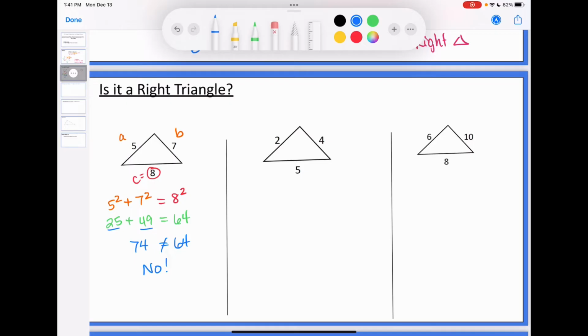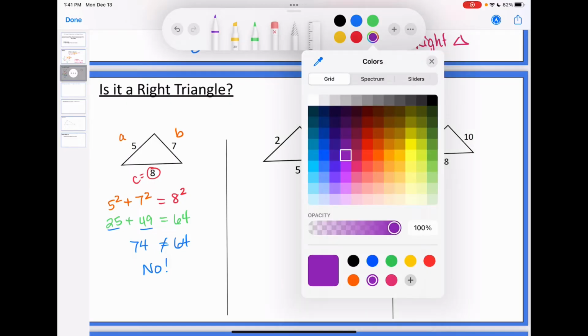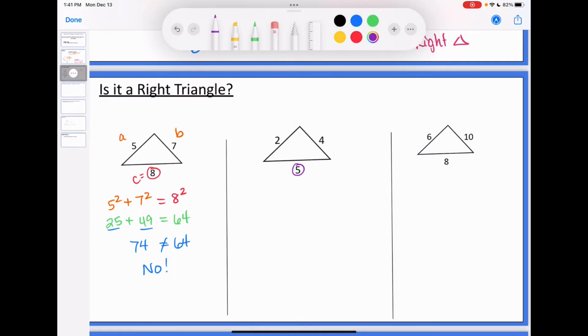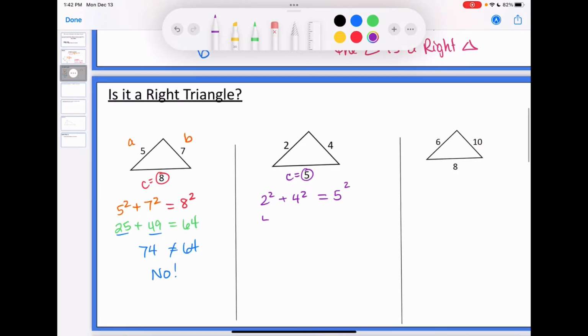All right, let's see. On this one, 5 would be c, so I'll have 2 squared plus 4 squared, supposed to equal 5 squared. 2 squared is 4, 4 squared is 16, 5 squared is 25, 4 plus 16 is 20. 20 does not equal 25. That's not a right triangle either.